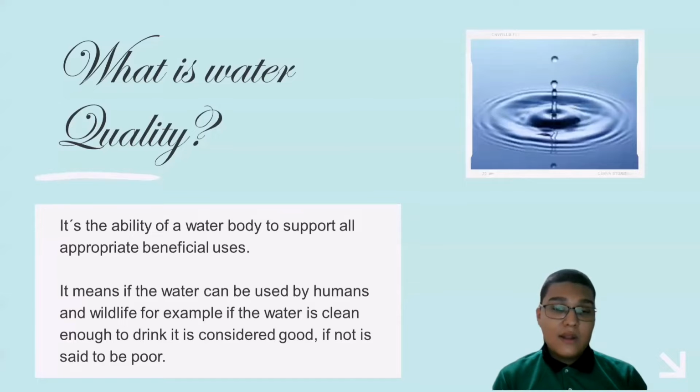So, what is water quality? It's the ability of a water body to support all appropriate beneficial uses. It means if the water can be used by humans and wildlife. For example, if the water is clean enough to drink, it's considered good or unimpaired. And if it's not, it's considered to be poor or impaired.